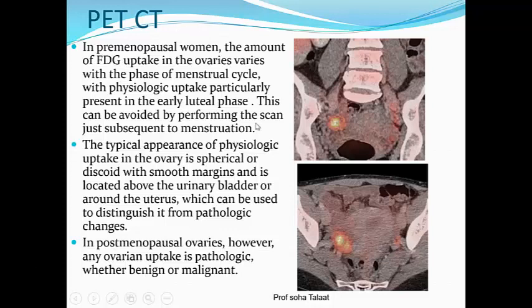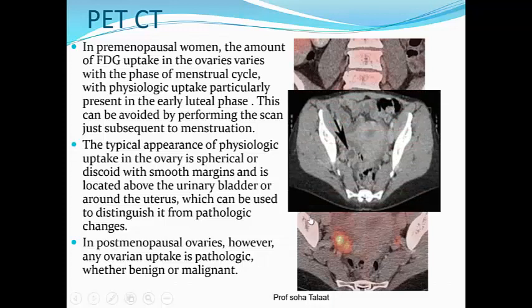In premenopausal women, the amount of uptake in the ovaries varies according to the phase of the menstrual cycle. If the patient comes during the second half of the menstrual cycle, you will find this enhancing lesion, which is the corpus luteum cyst of the ovary. And when you go to the reference CT, you will find a small cyst in the ovary. Here, this is a corpus luteum cyst. The typical appearance of physiological uptake is spherical or discoid, with smooth margins, located above the urinary bladder or around the uterus. This is very important. But in postmenopausal women, it is not acceptable to find ovarian uptake.